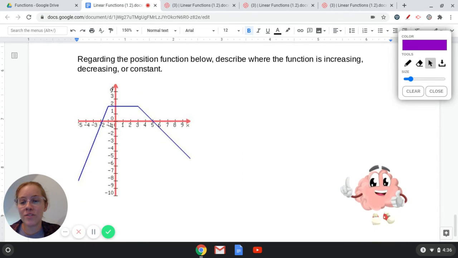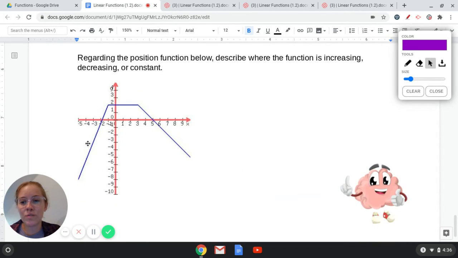So check out this position function below. This is indicating movement of something. It's a piecewise function, so we got three different linear functions all combined together. Let's describe where this function is increasing, decreasing, or constant. We'll just go from left to right. This function is increasing because we have a positive slope, let's say this goes on forever, so we'll say from negative infinity up until this -1 point.